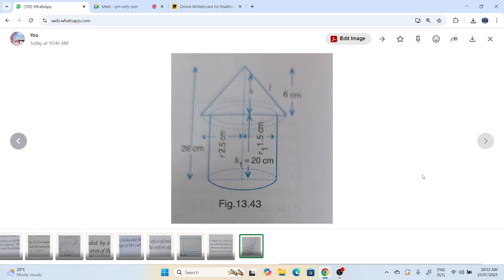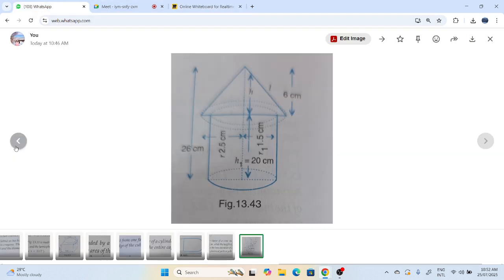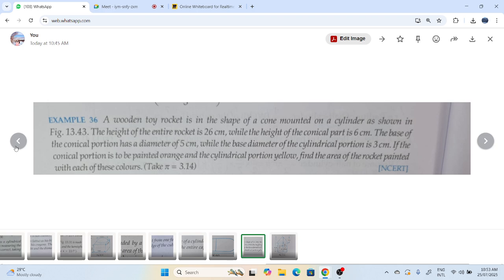Ma'am, can you go back to the question? I understood how to do it. The conical portion has to be painted orange. The cylindrical portion is yellow. Find the area of the rocket painted with each of these colors. Surface area of the cone. Ma'am, it's CSA of cylinder plus CSA of cone minus base of cylinder, yeah.